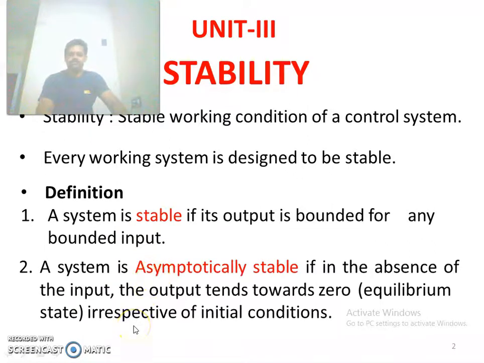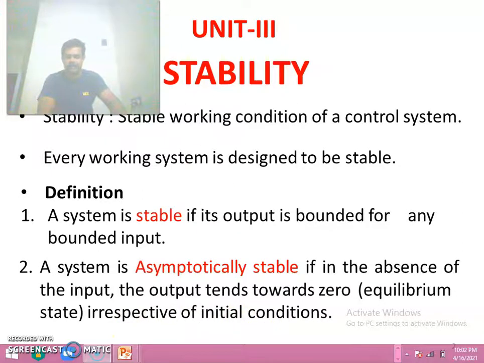A system is asymptotically stable if, in the absence of the input, the output tends towards zero irrespective of initial conditions.